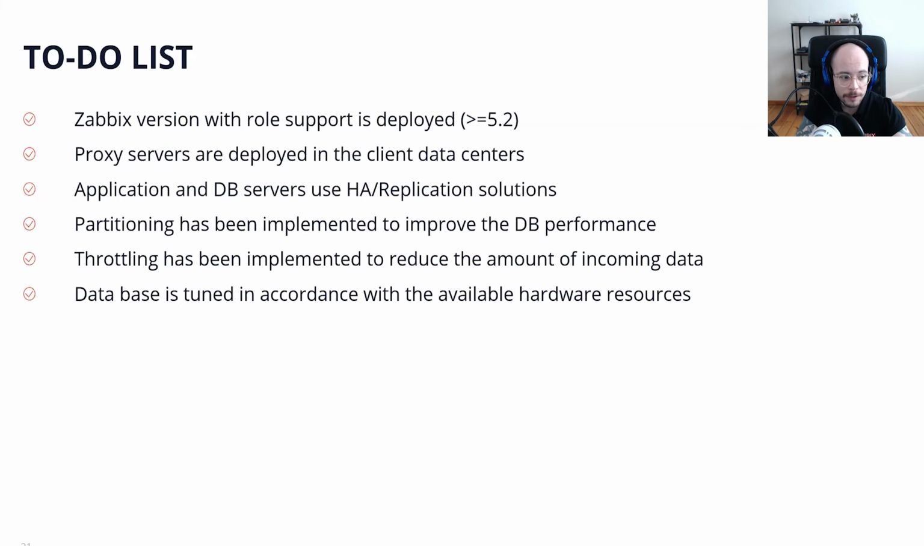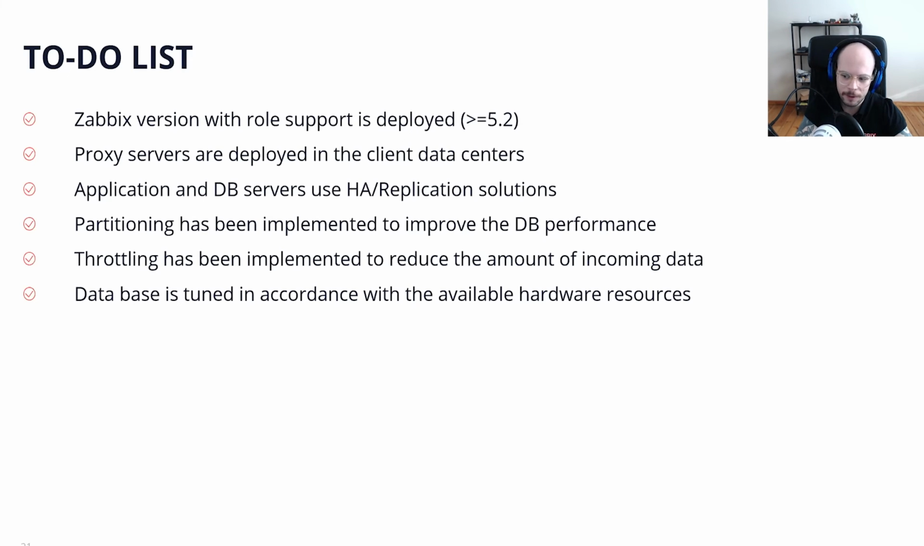Don't forget to deploy proxy servers, define and configure HA on them if need be, same as with Zabbix server and databases. Implement partitioning. Implement throttling. As I said, some time ago, I noticed that throttling was underutilized. Nowadays, I think it gets its fair share of usage, but if you aren't using throttling, get on it. It's very, very useful. And don't forget to tune the database. Very important. Unfortunately, I see it more than I'd like to see.